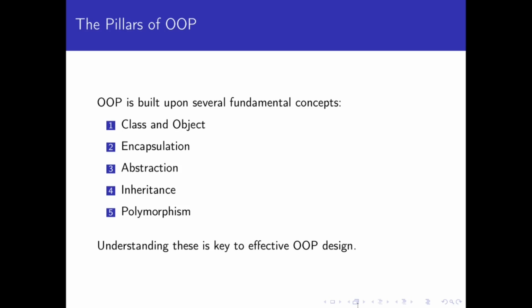Number one, we have classes and objects. A class is a template, a blueprint for an object. From a template you can create something. So you can create objects from a template, from a class. We create objects from classes.